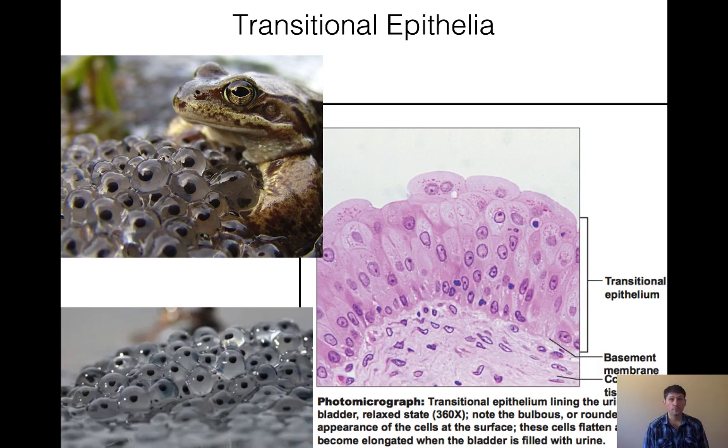And then one of the trickiest ones is transitional epithelial tissue. We find this in our bladder and our ureters. It kind of, to me, looks like frog eggs.